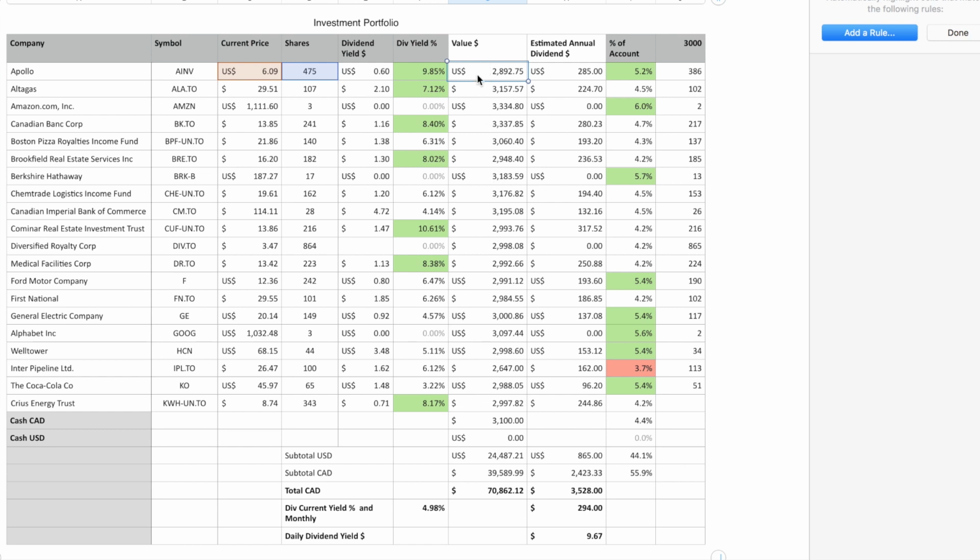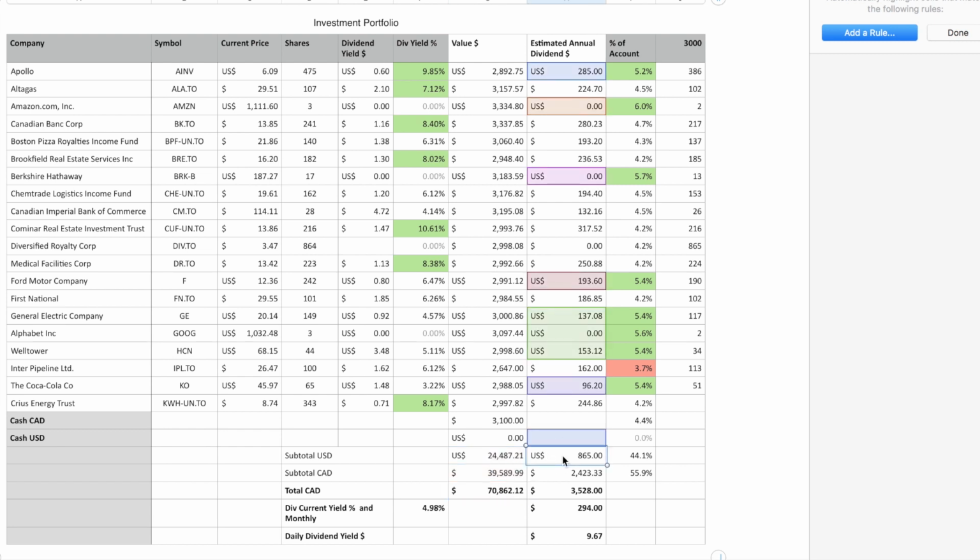The next column is the value that I have. Because I'm Canadian, I often have American investments and Canadian investments, so I just have them mixed in the chart, but I do have it currency converted. Down at the bottom you can see all of my holdings in US dollars, and then the subtotal of the Canadian ones, and then the total value of my portfolio with the currency conversion: the US dollar added to the Canadian dollar gives me the total in Canadian dollars.